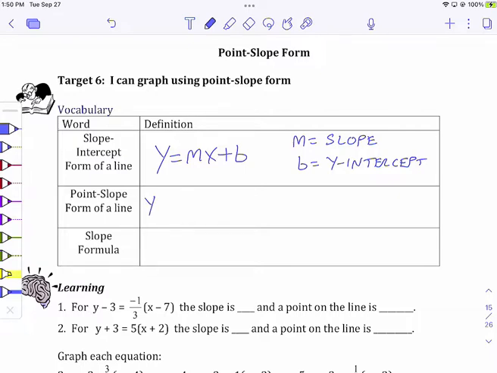Now, does anybody recognize this? y minus y1 equals m times x minus x1. Does that look familiar? Okay, a couple people. All right. If you've never seen it before, I'm going to teach it. x1, y1 is a point on the line. It's any random point on the line.